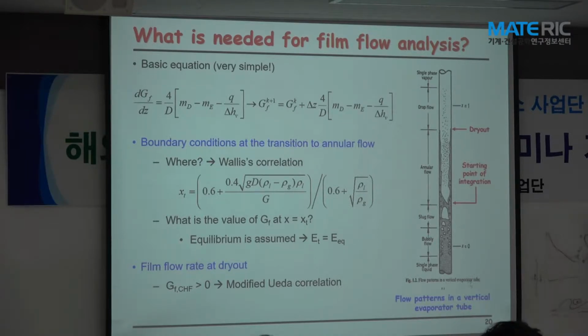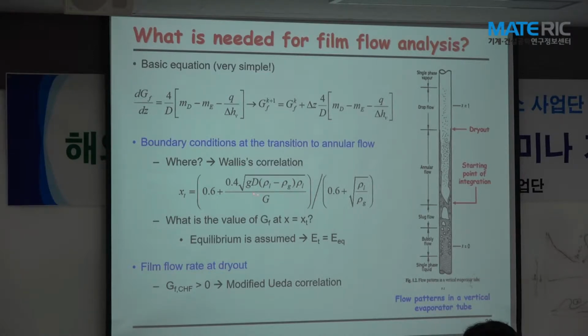In that case, the time averaged value is not 0. Therefore, G_f being 0 as a dryout condition is a rather simplified assumption. So I'd like to repeat: to integrate this equation to calculate film dryout, at least three more correlations are needed.